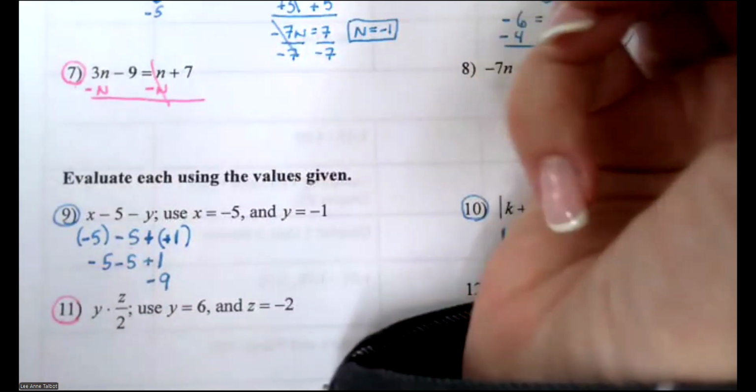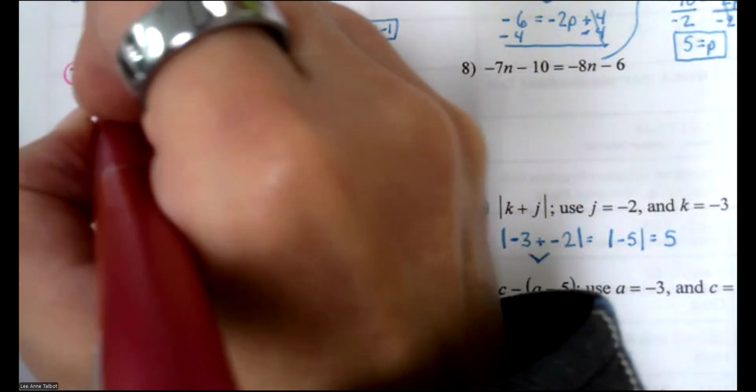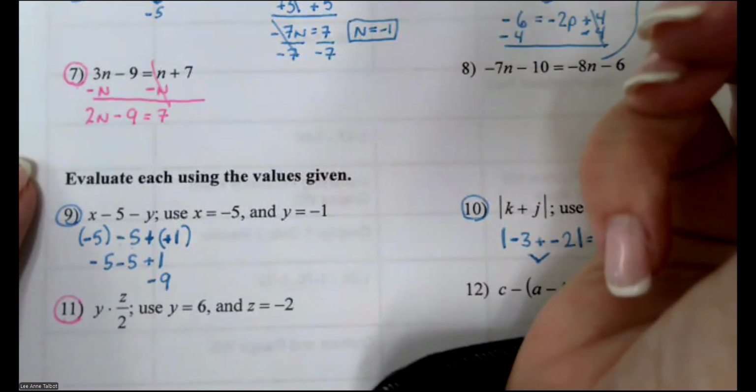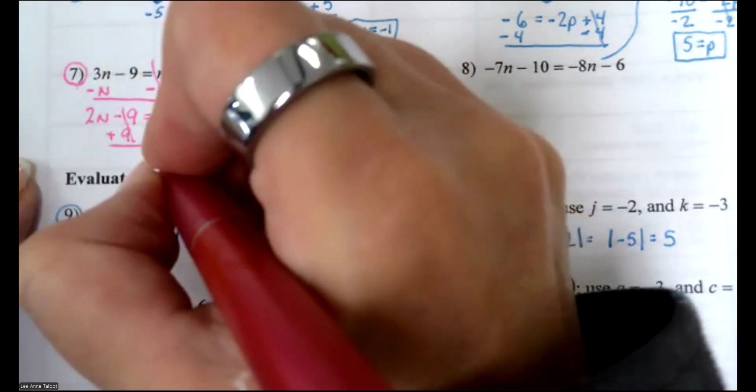You do not have to do it that way. It's just the way I tend to do it. Add 9 to undo the minus 9.